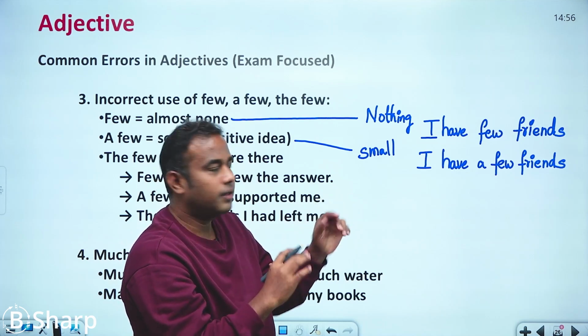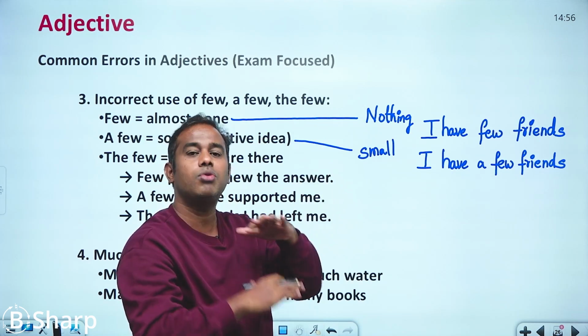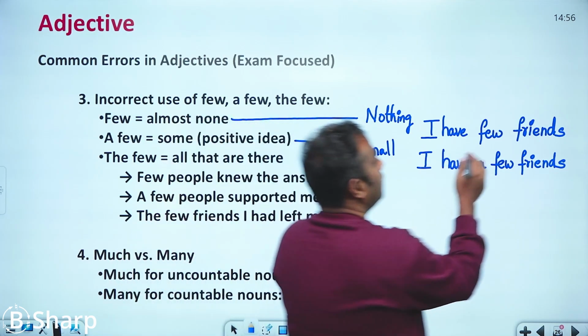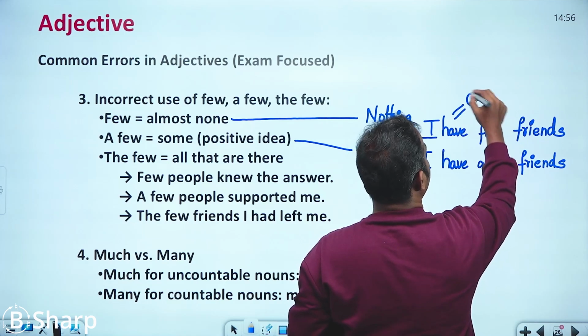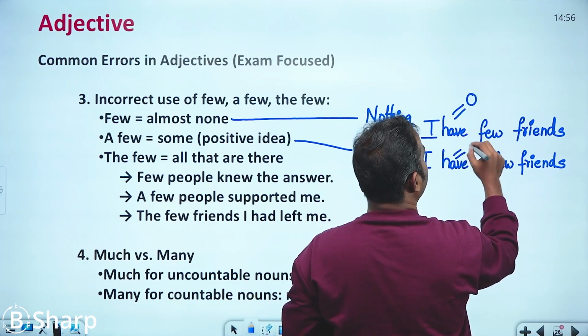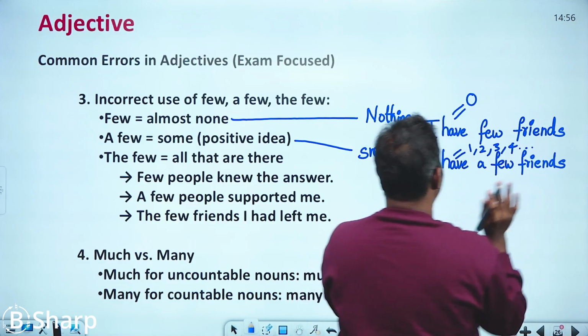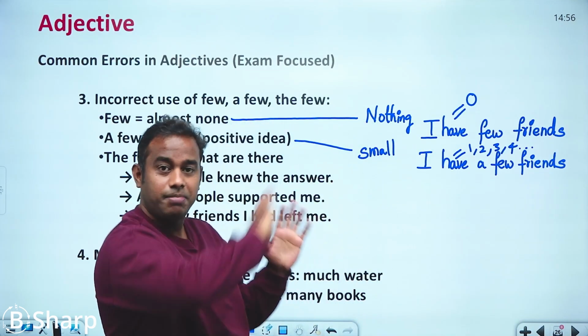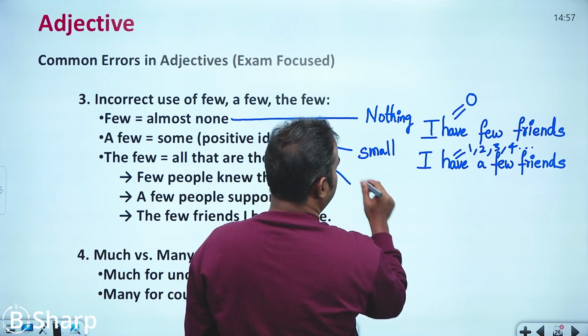But I have friends. So when I say I have few friends, it means I don't have any friends. We can write it like this: equal to 0. Whereas a few is equal to some number, 1, 2, 3, 4, etc. Some numbers, not a very big number, a small number. Now the third one is this.